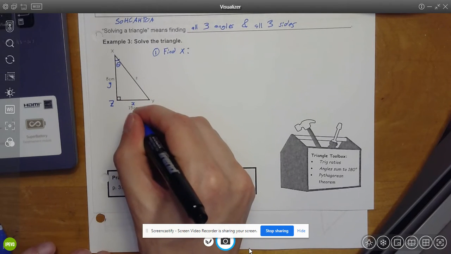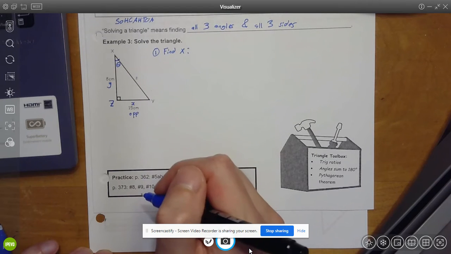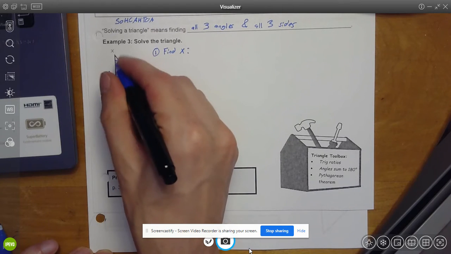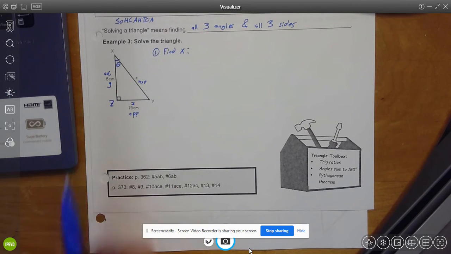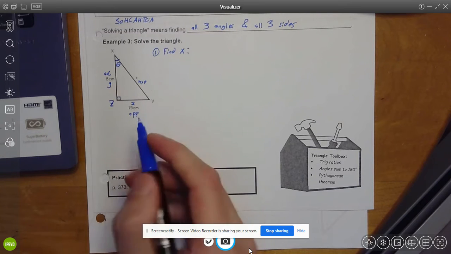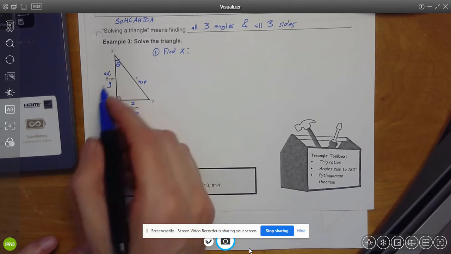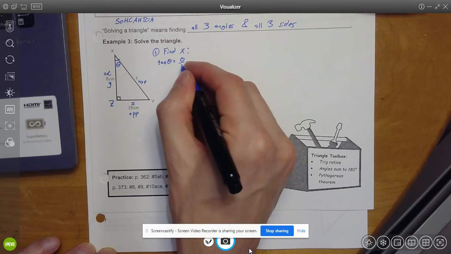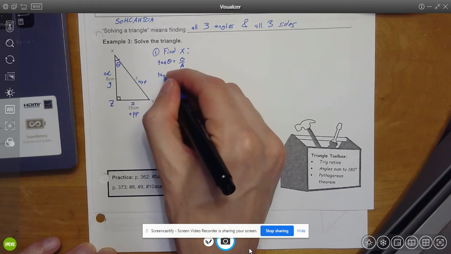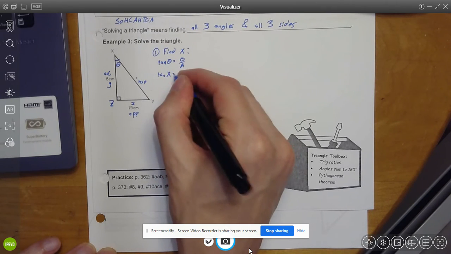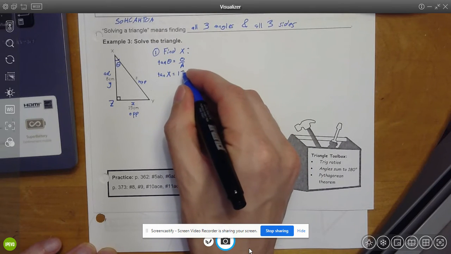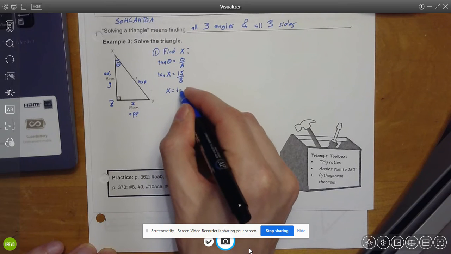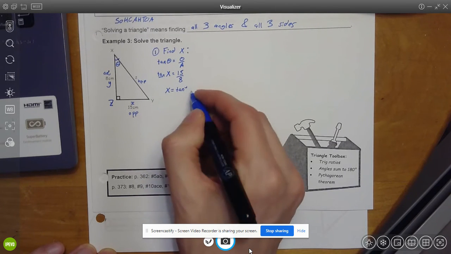Doing a lot of different types of labeling here. So then I've got my opposite directly across, my hypotenuse is my longest side, and my adjacent. So from the perspective of angle X, if I want to solve for angle X, which trig ratio should I use? Well, I know opposite and adjacent, so we should be using tangent. So tangent of theta equals opposite over adjacent. So in this case, I want to find angle X, so X is theta, and that would be 15 over 8. Again, anytime we're solving for an angle, we need to use our inverse trig function. So to move tangent to the other side, I do the inverse of tangent.